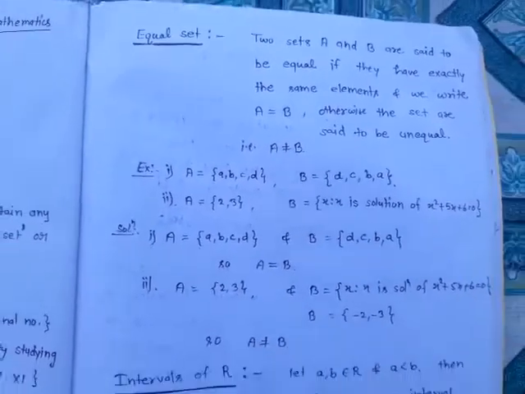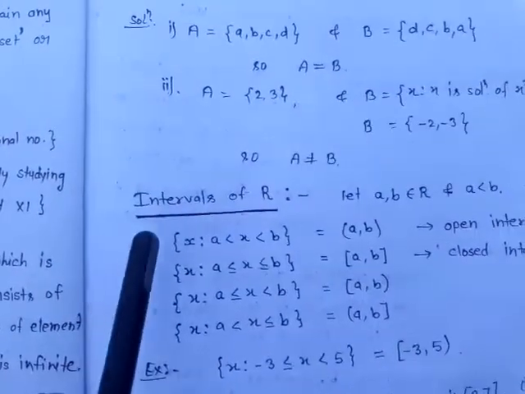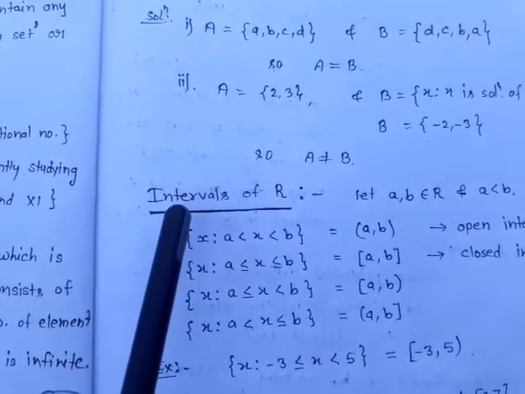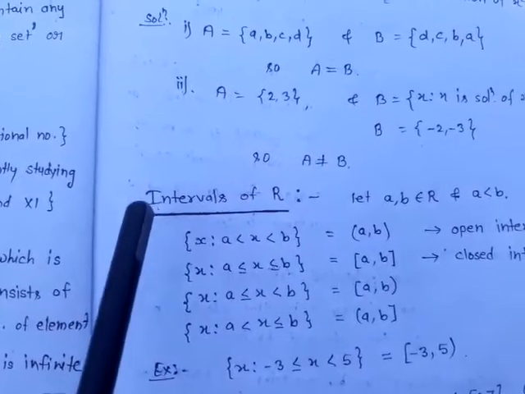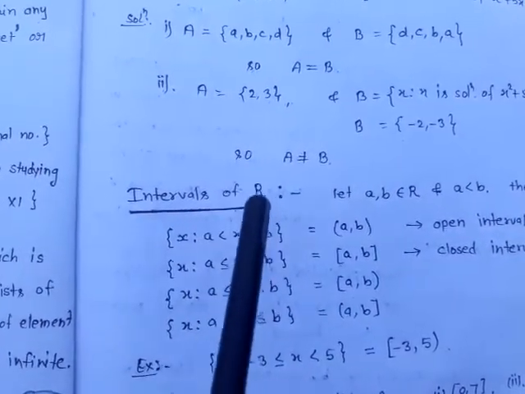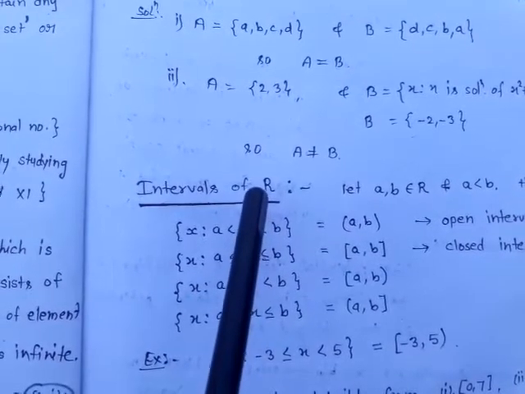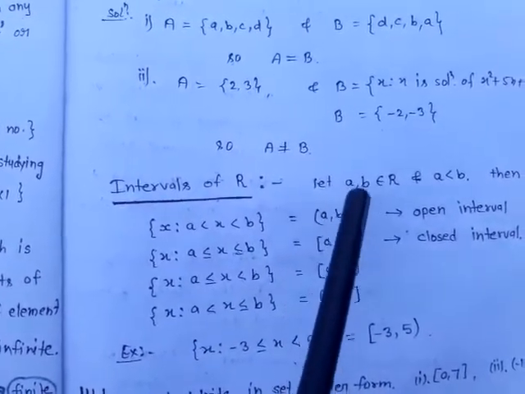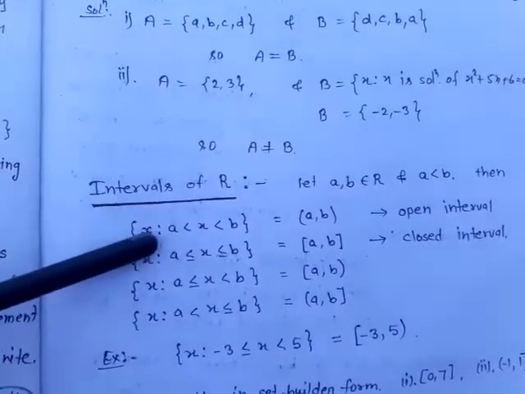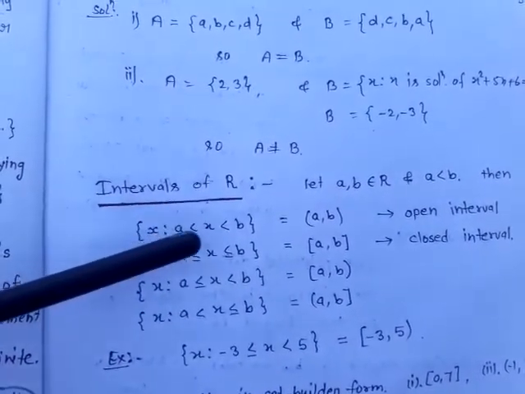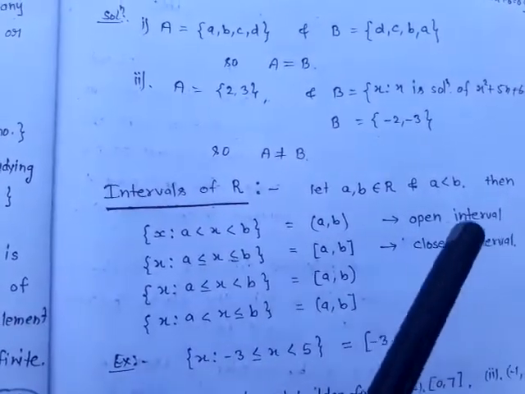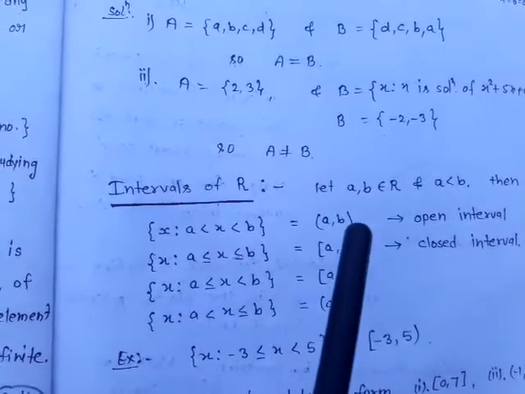After this we move to another type, intervals. What are intervals? You studied intervals in previous classes: range of a function, range of values. Here intervals of R, where R represents the collection of real numbers. Let a, b belong to R and b greater than a. Then {x such that a less than x less than b} is said to be an open interval and is represented as (a, b) in small brackets.